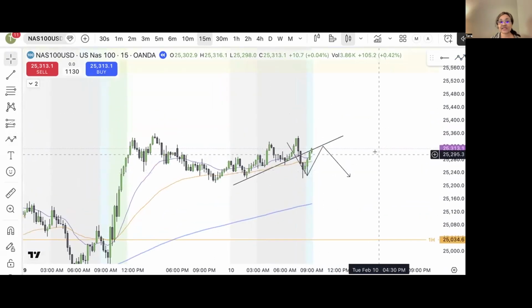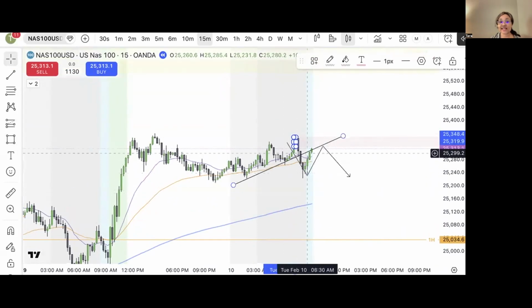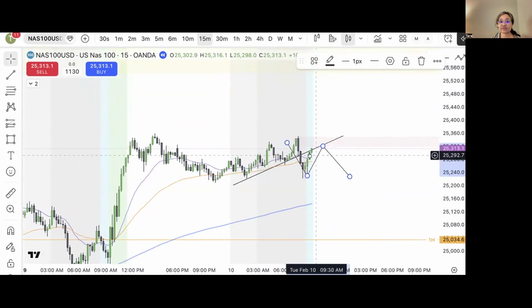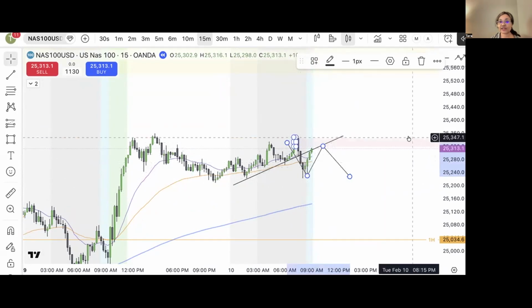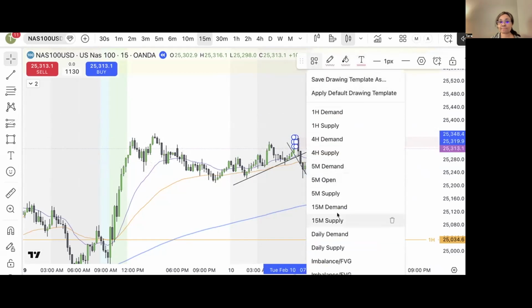The next thing that we see is a supply zone. So we can mark our supply zone up here. This is the last push up before an aggressive push down. And so there's our push down, our 3 bars are there. And we'll go ahead and mark this as 15-minute supply.